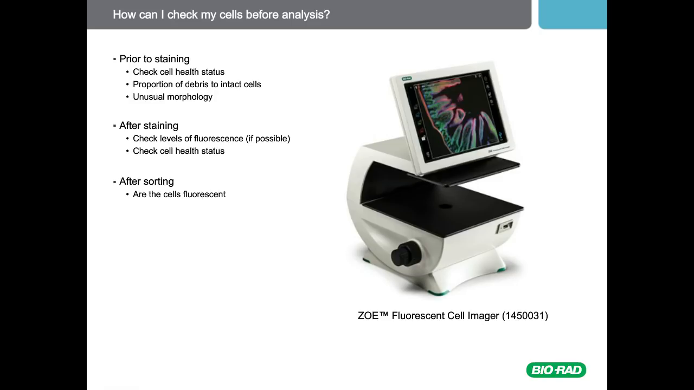This will enable you to increase the threshold to remove excess debris, alter forward side scatter voltages to accommodate cell changes, or even abandon the staining altogether if the viability is poor.